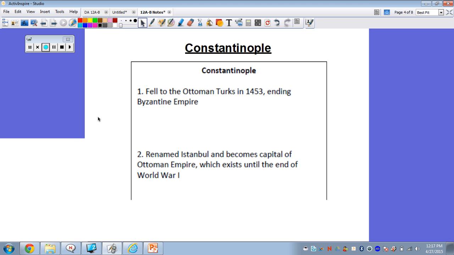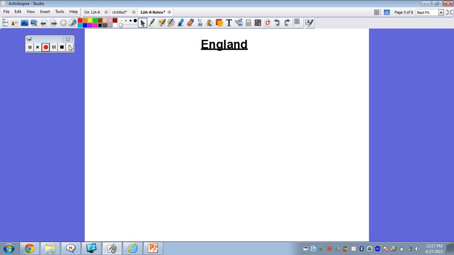And the city of Constantinople is ultimately going to fall to the Ottoman Turks in 1453. This marks the official end of the Byzantine Empire, almost 1,000 years after it first came into being. The city of Constantinople is then going to be renamed Istanbul, and it becomes the capital of the Ottoman Empire, which will last until the end of World War I when it's broken up.